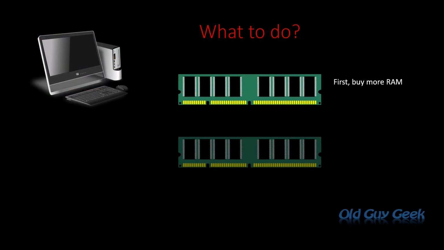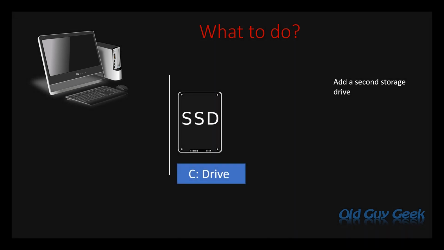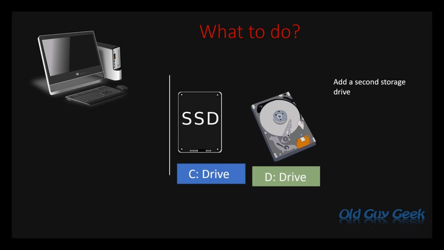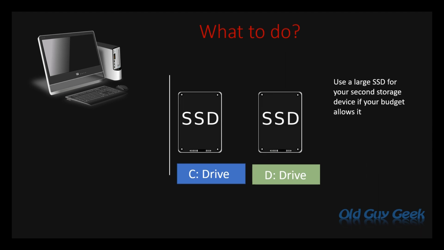Your best bet probably is first buy more RAM to add it, to get as much RAM as you can afford. Then add a second storage drive. Now, if it's a hard drive and you want a large volume, you may have to go with a regular HDD. But if you can afford it, a secondary high-capacity SSD might be where you want to go.